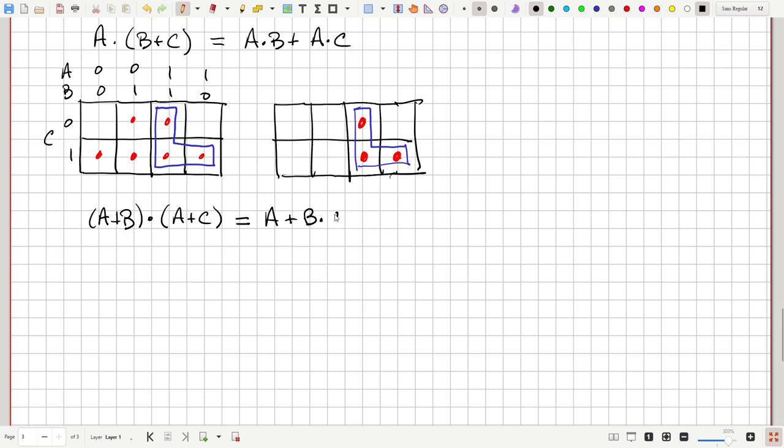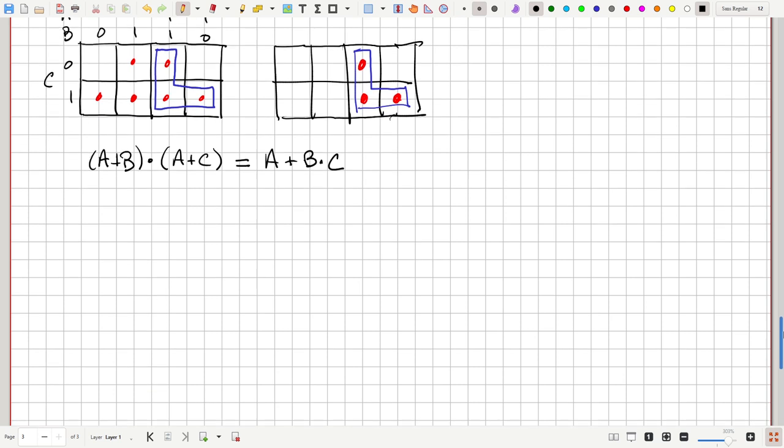Now we can just work this out logically by thinking about it. Suppose A is true. Well then, if A is 1, 1 or B is 1, and 1 or C is 1, and you've got 1 and 1. So this is true. If A is true, then the left is true. Okay? Now suppose A is false, A is 0. Then this is 0 or B. Well, that's only true if B is true, so this is just B. And 0 or C is just C. So then the left becomes B and C. So either A is true, in which case the whole thing is true, or if A is false, then B and C have to be true.